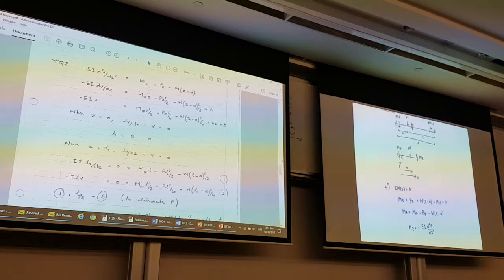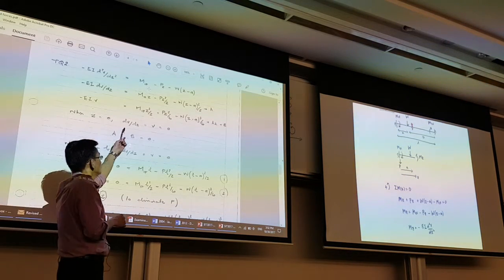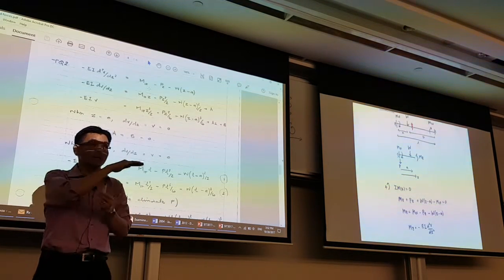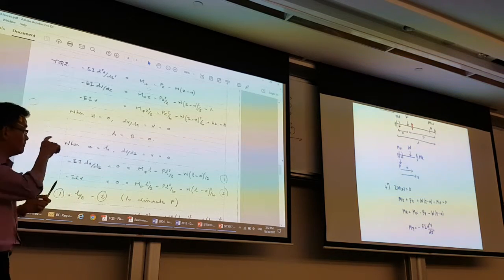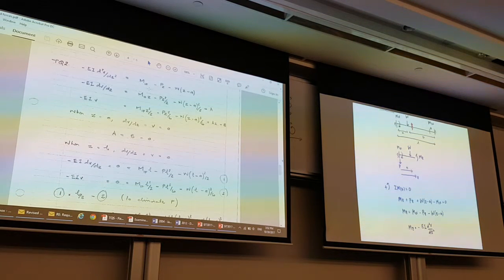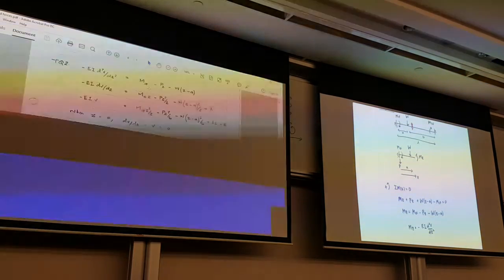Alright. Okay. So if you again refer back to mechanics of solids, what is dv dz? dv dz is actually the slope of the deflection. Alright, and v is the deflection. So what I'm going to do is, alright, let me bring out another slide for you all to get a look, right?